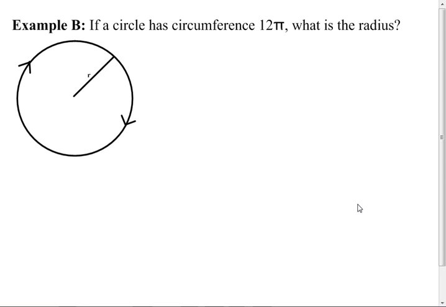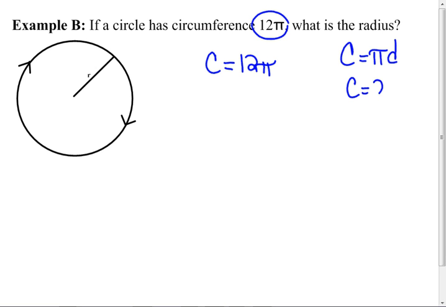Here's a circumference of 12 pi. So C equals 12 pi. I want to find the radius. I'm either going to use C equals pi d. It really doesn't matter. C equals 2 pi r. Which one do I want? 2 pi r.